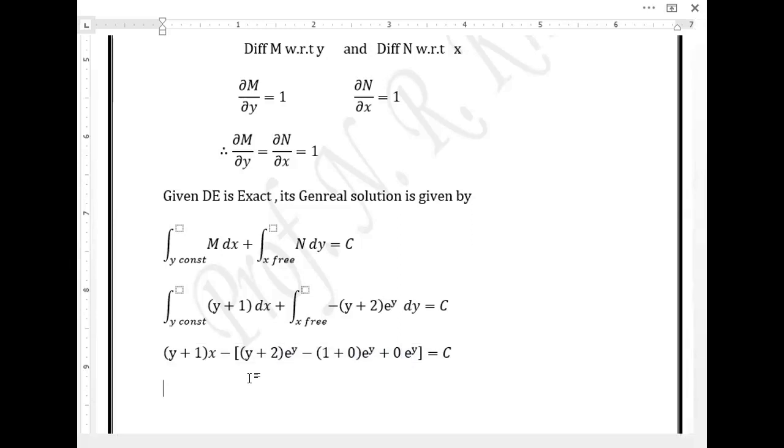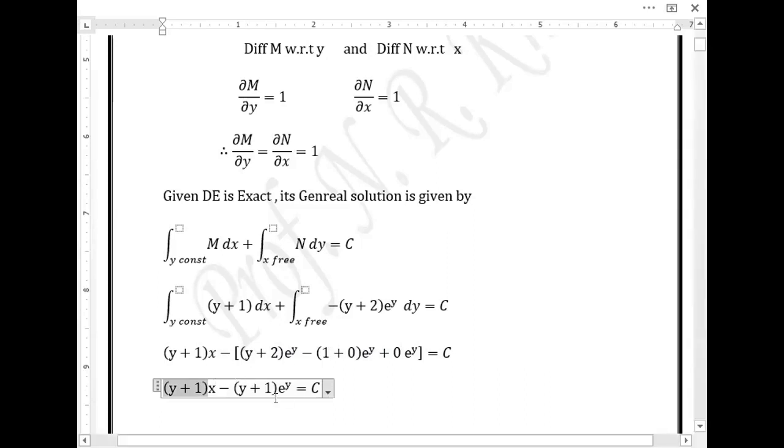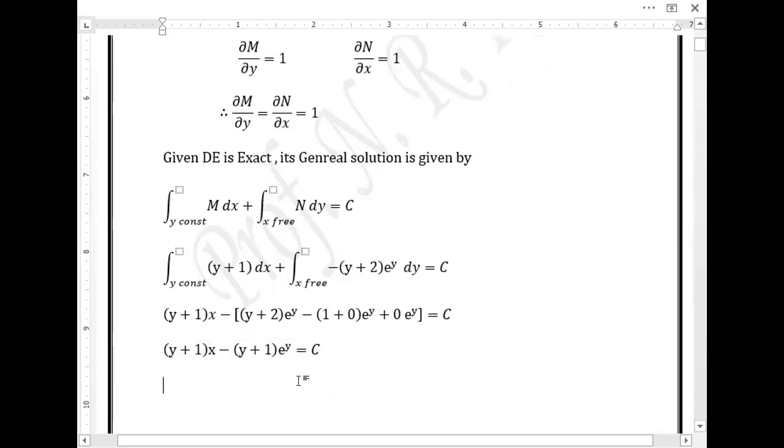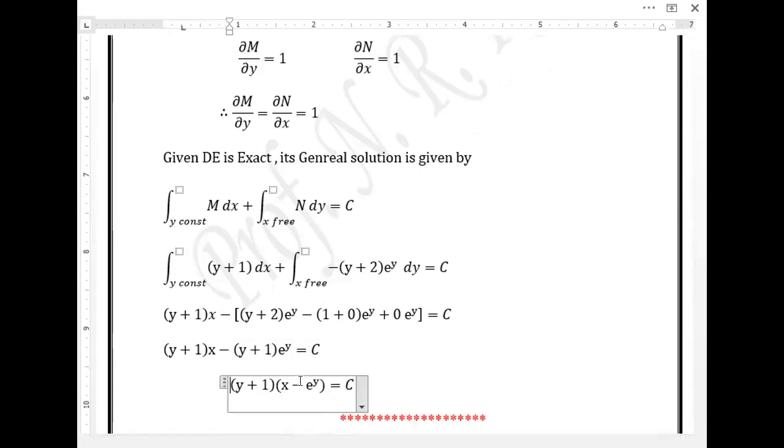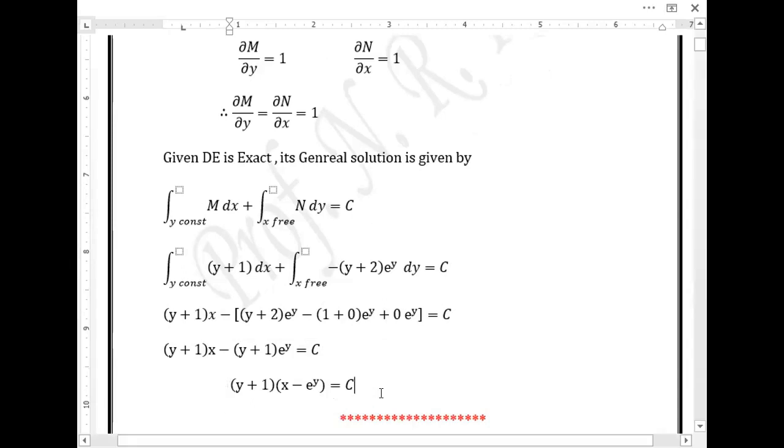So after making the rearrangement, we get the final solution of such a differential equation. That is y plus 1 into x, and this y plus 2 into e raised to y, and this e raised to y, this 2 and this minus 1 becomes plus 1, which means y plus 1 is common. When we take the common y plus 1, we get the final solution, that is y plus 1 into x minus e raised to y is equal to c, and c is the constant of integration. In this way, we can find the solution of any exact differential equation.